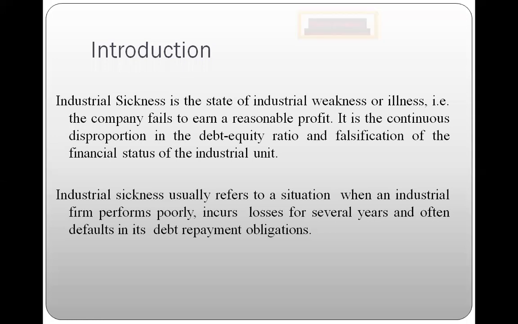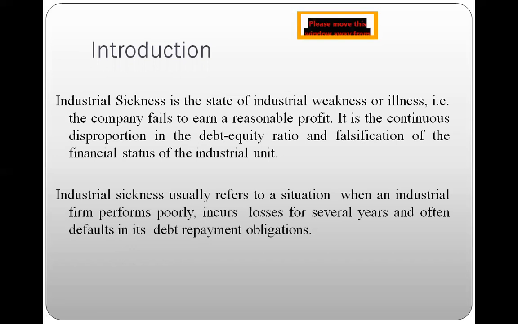Now let's go for an introduction part. Industrial sickness is the state of industrial weakness or illness, that is, the company fails to earn a reasonable profit. So it is continuously in a disproportion of the debt equity ratio, with falsification of the financial status of the industrial units. So there the debt equity ratio is disturbed. Industrial sickness usually refers to a situation where an industrial firm performed poorly, incurred losses for several years, and often defaulted in its debt repayment obligations. So the debts are not being repaid over here.